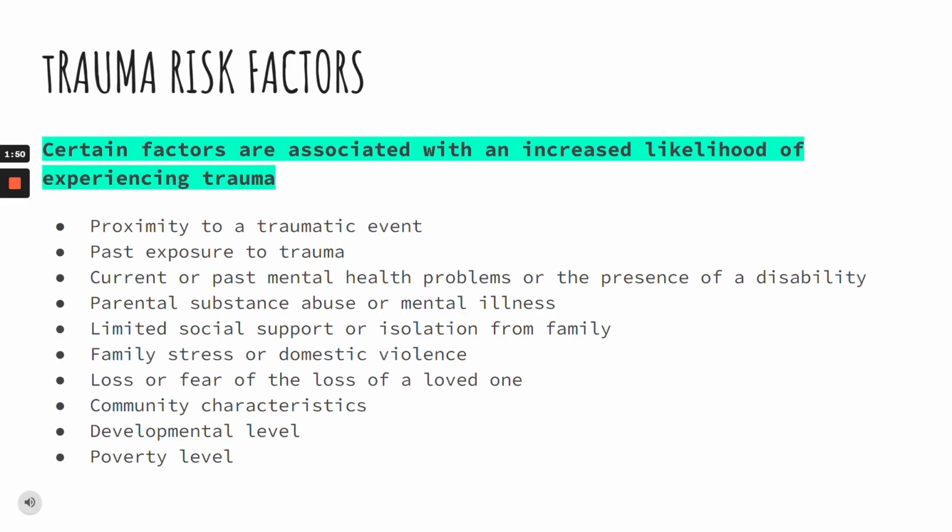Keeping in mind that not every negative experience will lead to a trauma response, these are some of the factors that can increase the likelihood that a child will be traumatized by a negative event. These include proximity to a traumatic event, past exposure to trauma, current or past mental health problems or the presence of a disability, parental substance abuse or mental illness, limited social support or isolation from family stress or domestic violence, loss or fear of the loss of a loved one, community characteristics, developmental level, and poverty level.